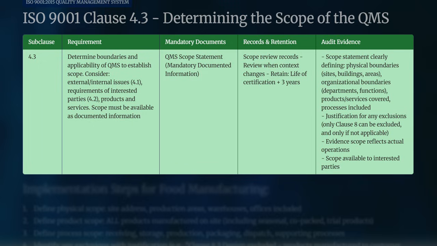Also, you need to present proof of the justification for any exclusion, and only clause 8 can be excluded, and only if not applicable. And also during the audit, you need to present evidence of the scope reflecting the actual operations, and that the scope is available to interested parties. So you need to prove all these points to meet clause 4.3.